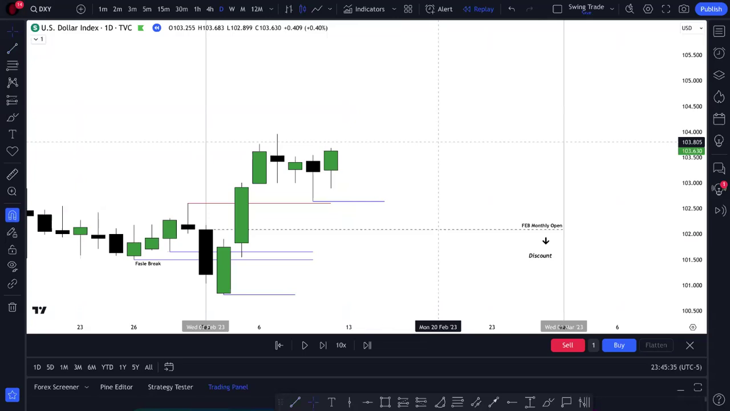I like this. Now, just on its own is decent. But if you're looking at other correlated and inversely correlated pairs, you want to see the opposite happening as well. You'll see that when we look at gold for February. You're going to see the complete opposite of what dollar is doing here for gold. Price breaks a swing low.